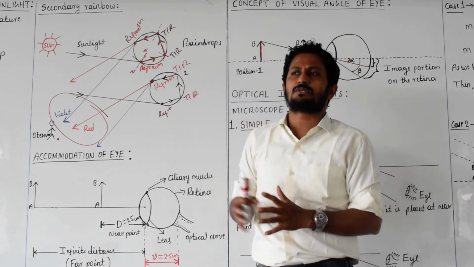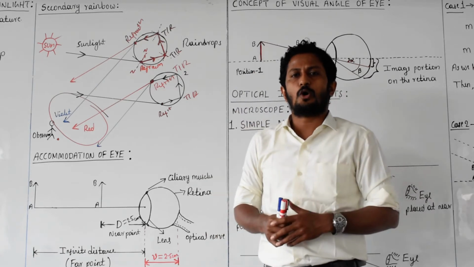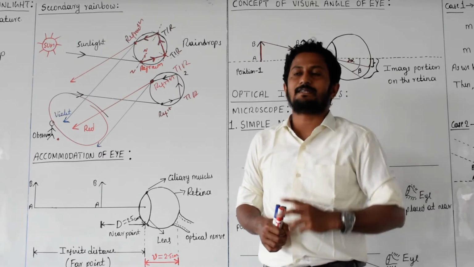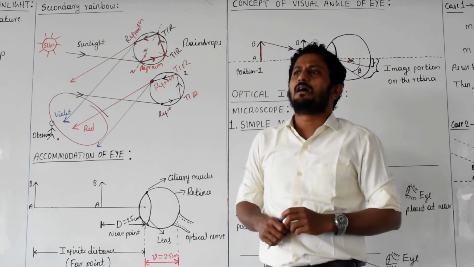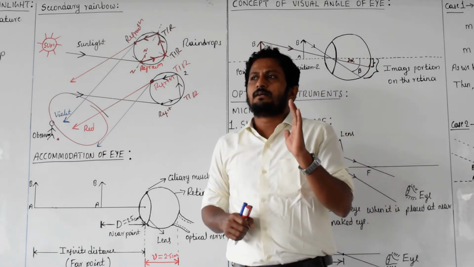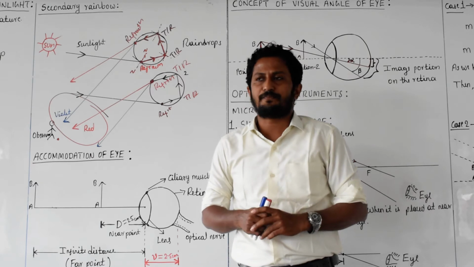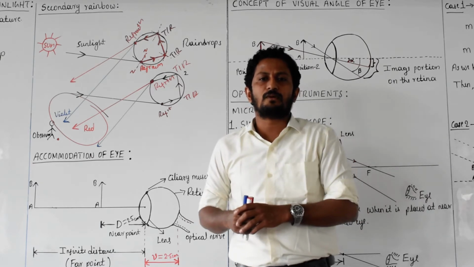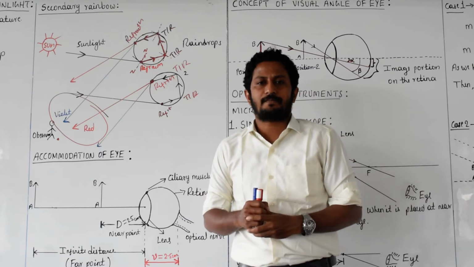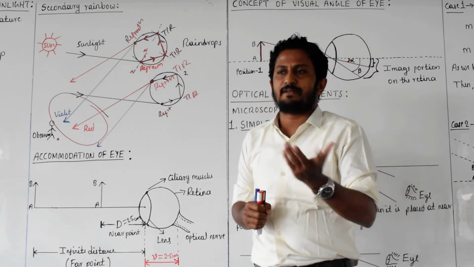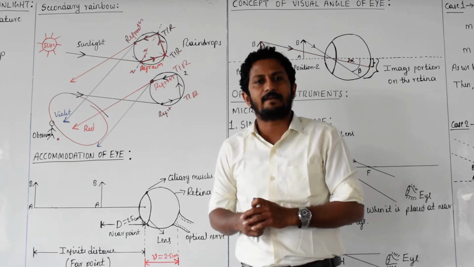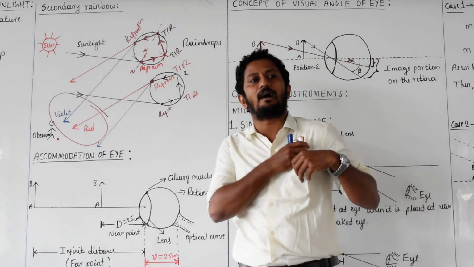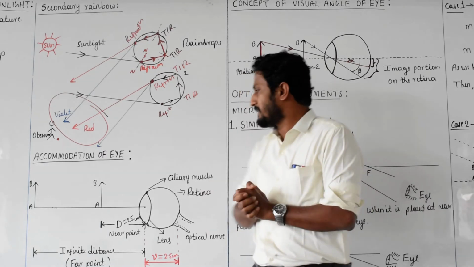Before we start this section, optical instruments, we should know a few things about our eyes. The eye is very important in this discussion. The eye has a few major parts. Already in a long-back class I said the eye has a biconvex lens. In the eye there is a biconvex lens.